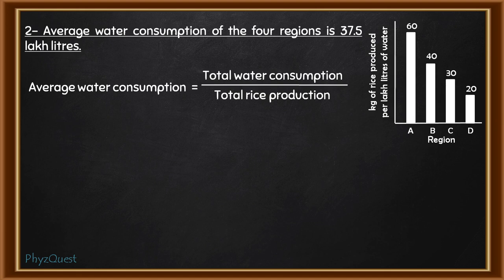Now if you look at this plot, this is a plot which is showing a comparative study of different regions, and this comparison is actually not the exact amount. It is the production of rice per lakh liter of water. It is not the exact amount of production. It is the production per lakh liter of water. So you can say it is actually average production.